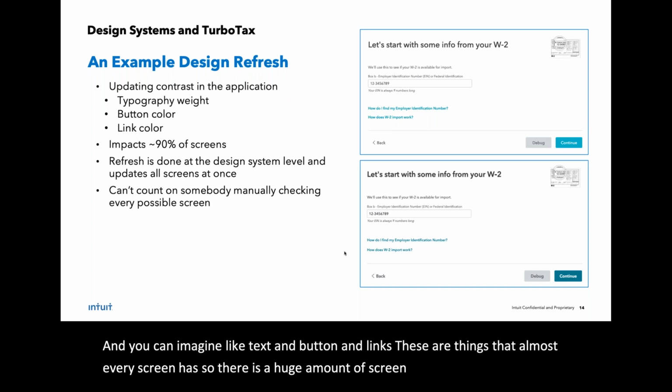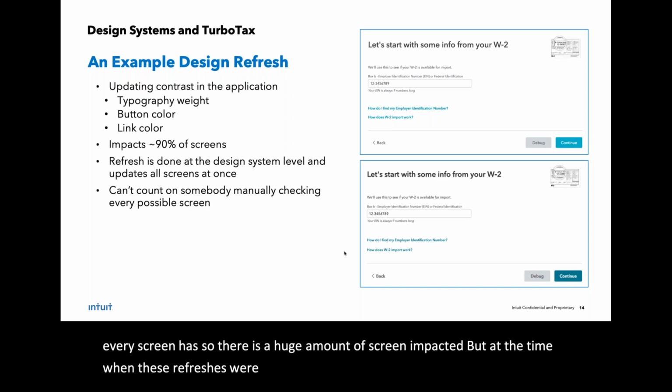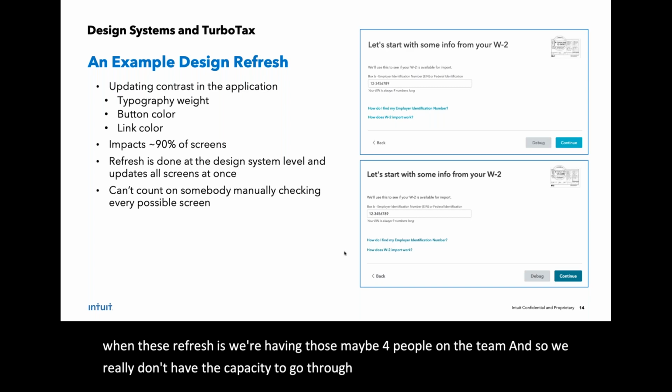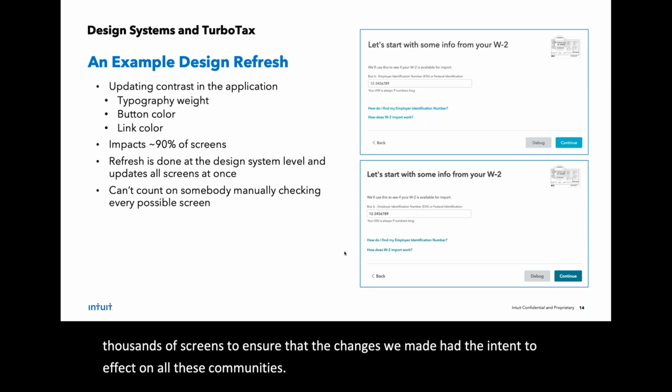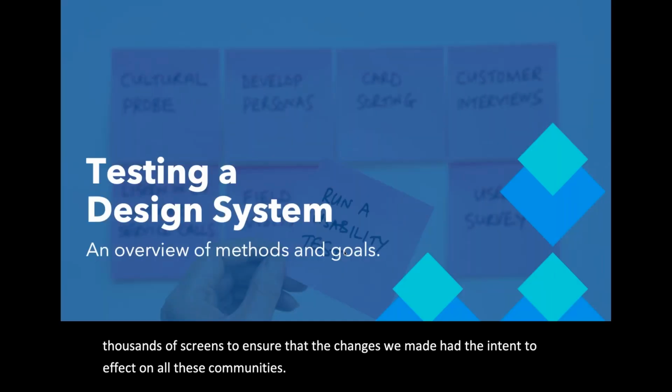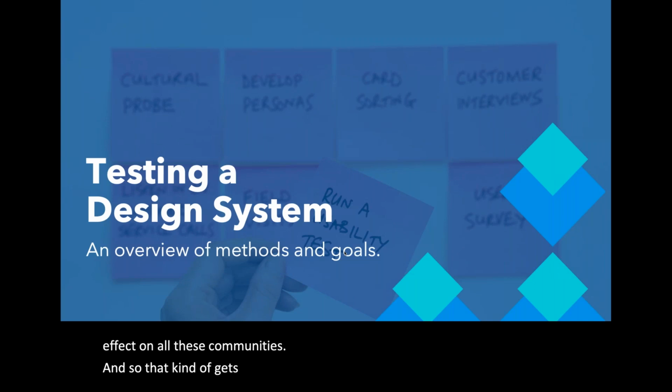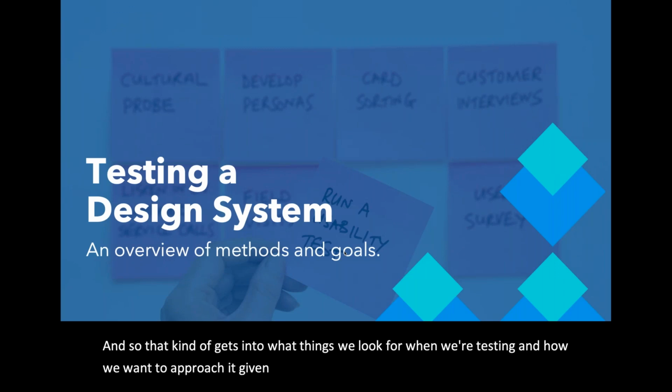But at the time when these refreshes were happening, there were maybe 4 people on the team. And so we really don't have the capacity to go through and manually check all of these thousands of screens to ensure that the changes we made had the intended effect on all of these screens. That gets into what things we look for when we're testing and how we want to approach it given these constraints that we have for our product.